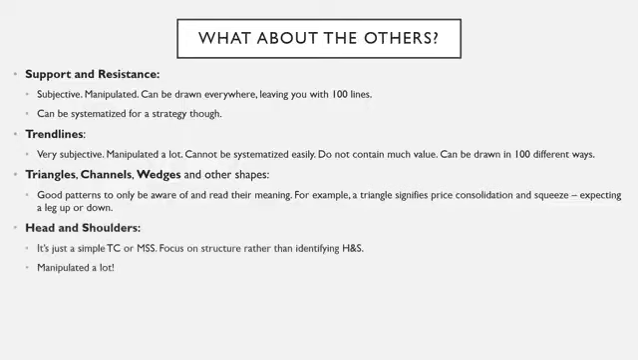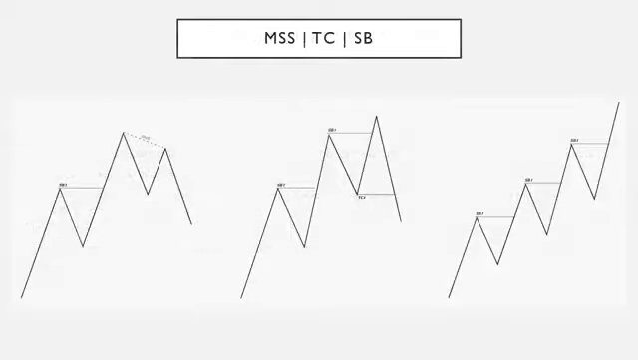Head and shoulders, favorite formation of everyone. It is just a simple trend change or a market structure shift, which I'm going to tell you right now. Okay, and this is also manipulated a lot. There are like 3 ways of head and shoulder formations. You don't want to make it too complicated. There are the 3 formations you have to know: market structure shift, trend change, and structure breaks.